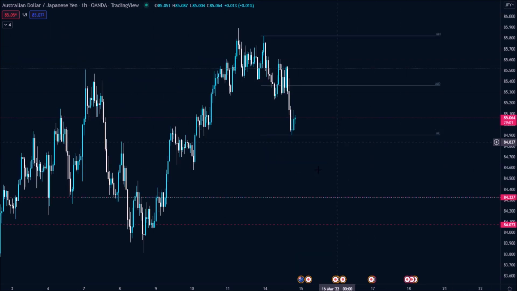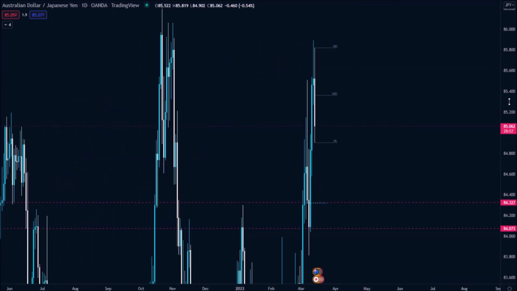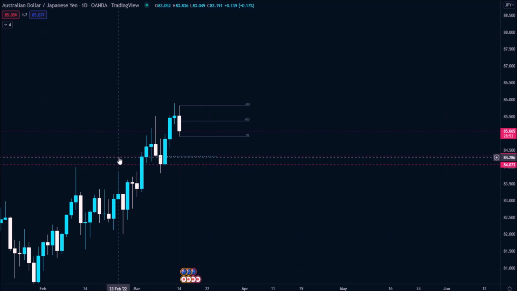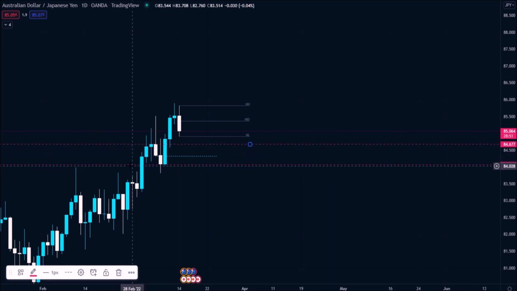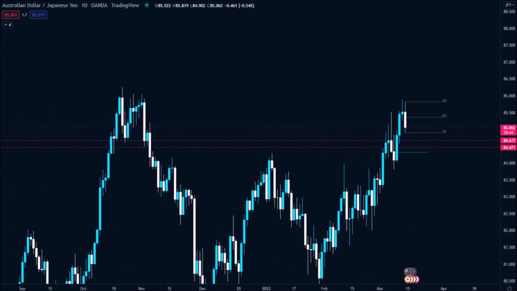Aussie yen, I'm interested in this pullback. If we look onto the daily, we are coming into some support. So we have support over here, and obviously we have resistance and resistance here. So just following this, if we can get into that higher time frame structure, look to get back into Monday's low, and then look to attack those highs.